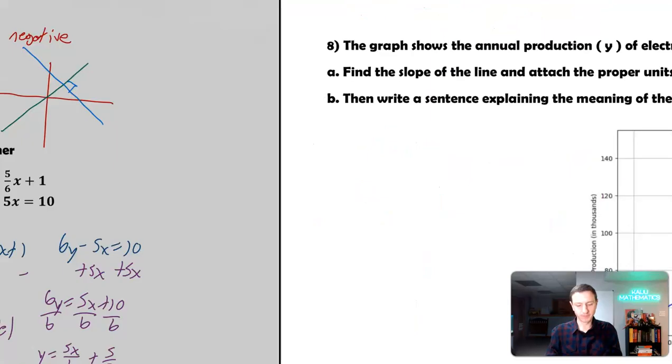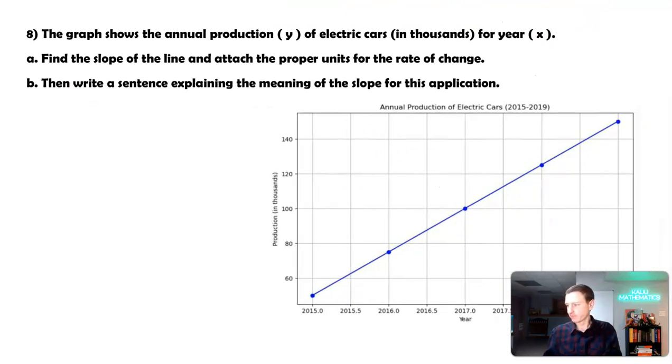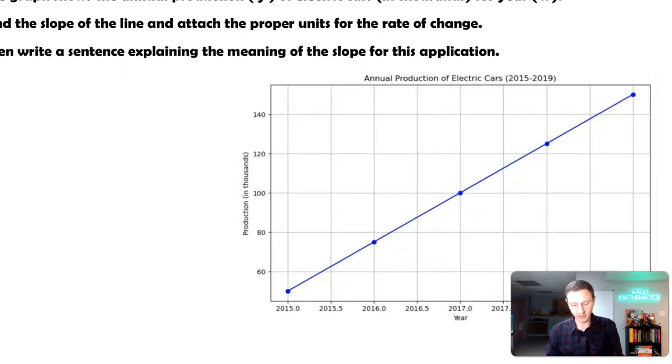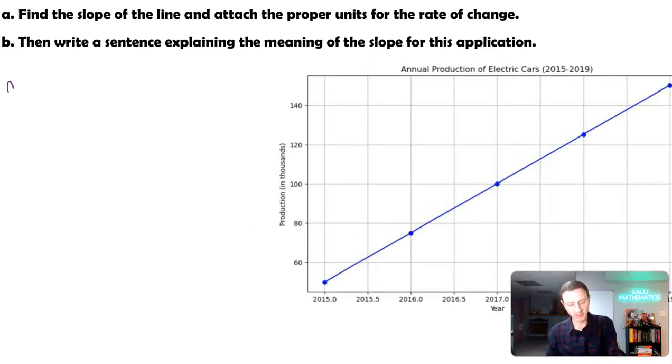Just got one more example here. Just an application to this. So in this graph, we have the graph showing an annual production of electric cars in thousands for year X. Find the slope of the line, attach proper units to the rate of change. So we have this electric car scenario where the X values across the X-axis are the years, and then the Y values are the production in thousands. So we want to calculate slope and get an understanding of what that means.